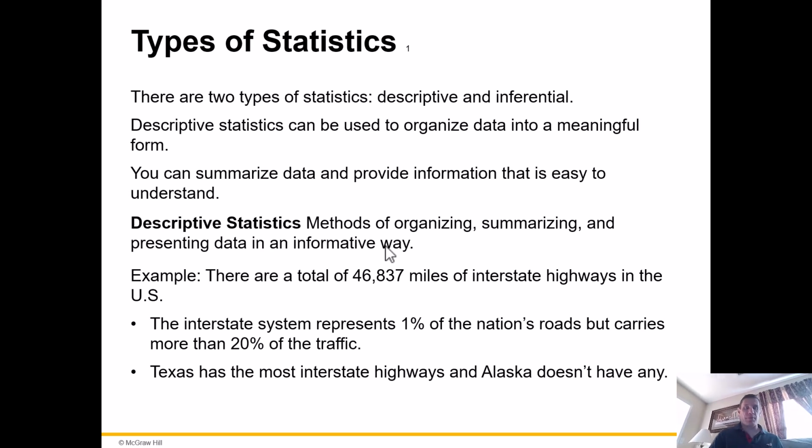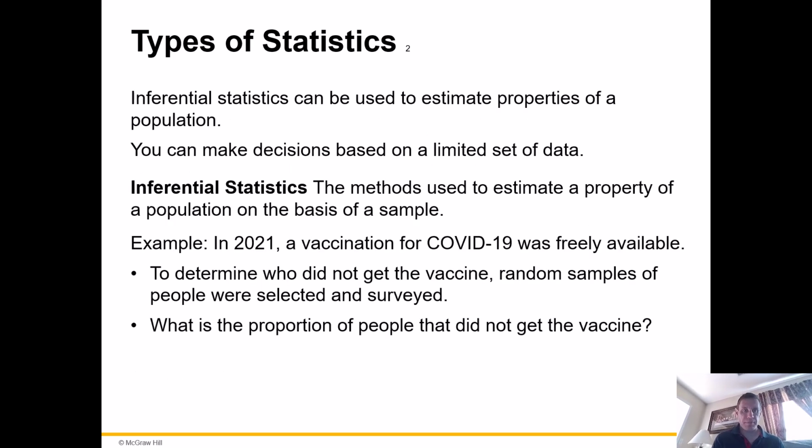As an example, there are a total of 46,837 miles of interstate highways in the US. That is in and of itself a statistic. The interstate system represents 1% of the nation's roads, there's another one, but carries more than 20% of the traffic, there's another statistic. Texas has the most interstate highways, and as it turns out, Alaska does not have any. So you can see a little practical use here of descriptive statistics.